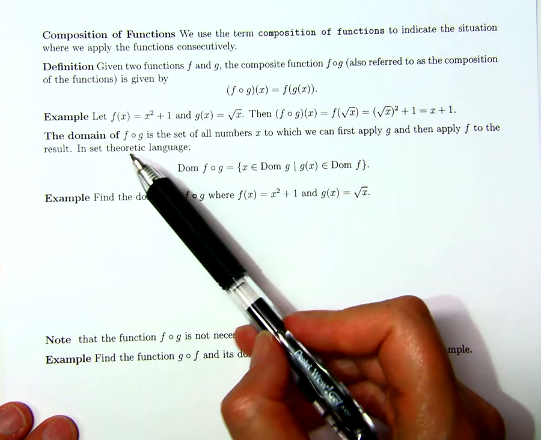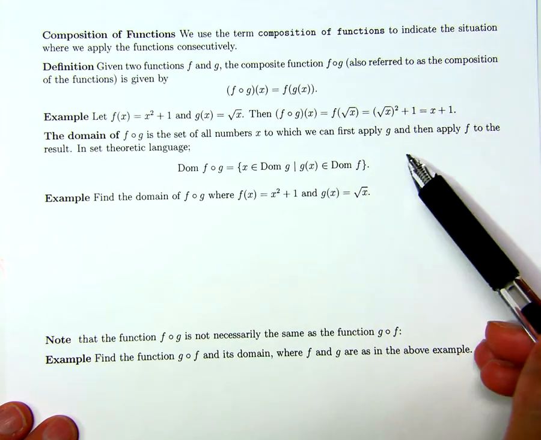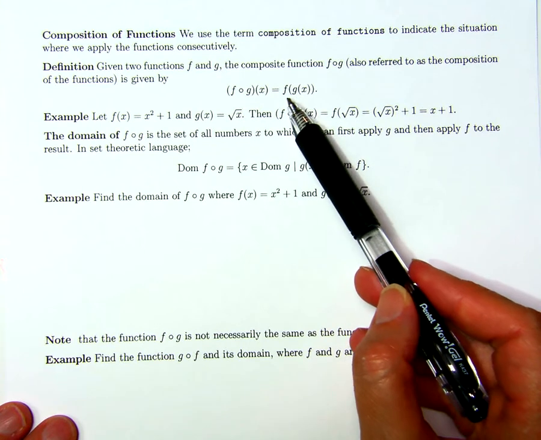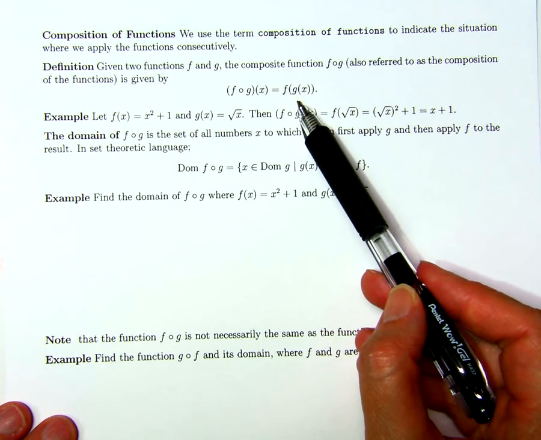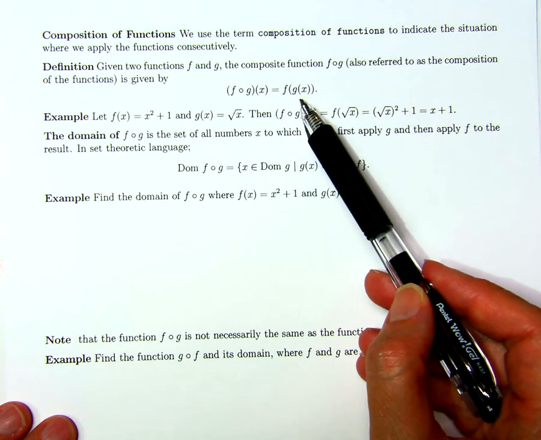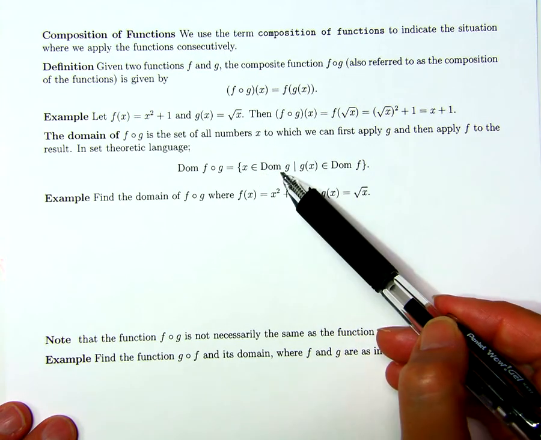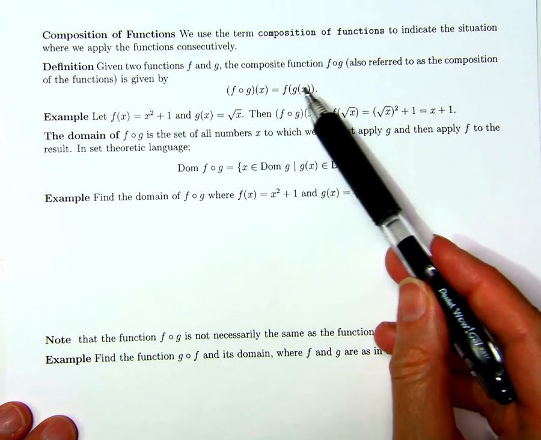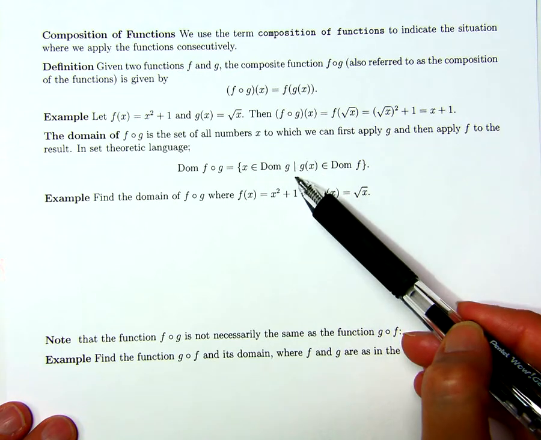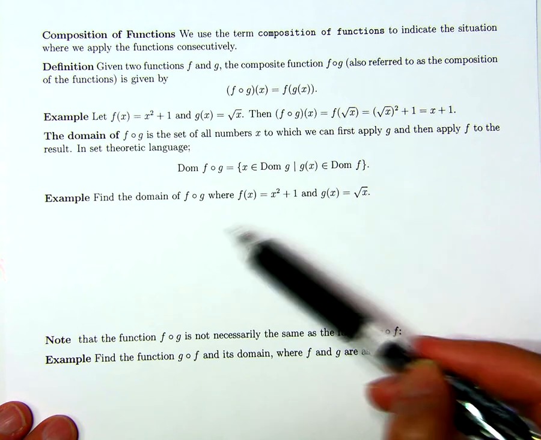This function f after g comes with a description of its domain, and because of how we've constructed it, its domain is the set of all x for which we can apply first g and then f. So first of all, the x must be in the domain of g, because we must be able to calculate g of x first. Then we must be able to apply f to g of x. So it's x in the domain of g such that g of x ends up in the domain of f. Let's look at our example.